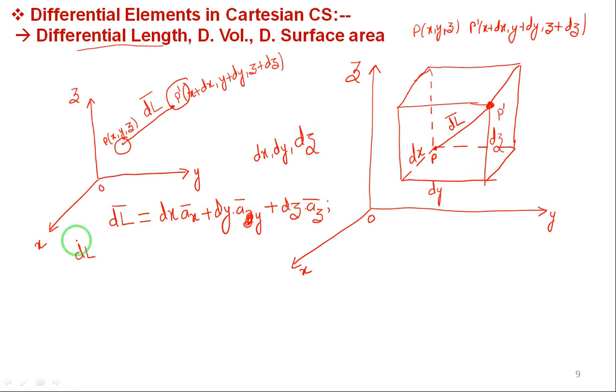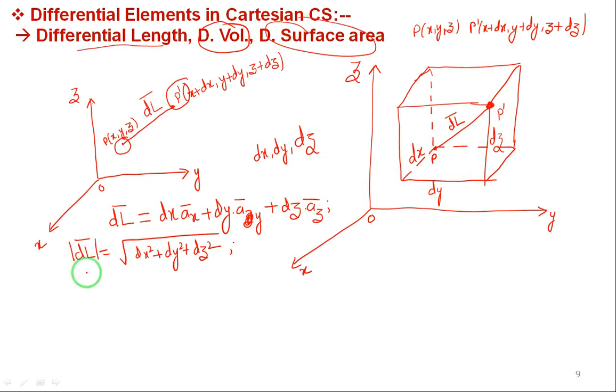And if I ask to find out the magnitude, what is the distance between point P and P dash? You take just the magnitude of dl vector is equal to under root of component square, under root of dx square plus dy square plus dz square. Yes, differential length is over. Next we will see differential volume, then we will go for differential surface area. First we will see the differential volume. So differential volume is represented by dV. So I will write here differential volume dV.